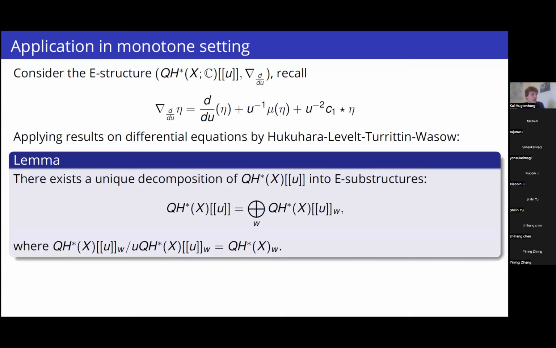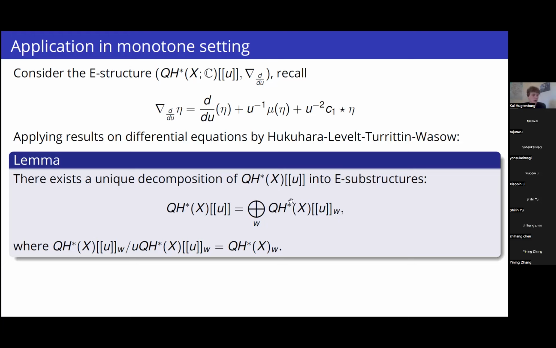And one thing we can do in this case is to apply some relatively straightforward results on differential equations, which were shown already maybe 50 or 60 years ago by Fukaya, Leveld, Turretin, and Vasov. It follows from their results on abstract E structures that there exists a decomposition of the quantum E structure into pieces indexed by quantum cup product by C1. So we have a direct sum of quantum E structures sub W.